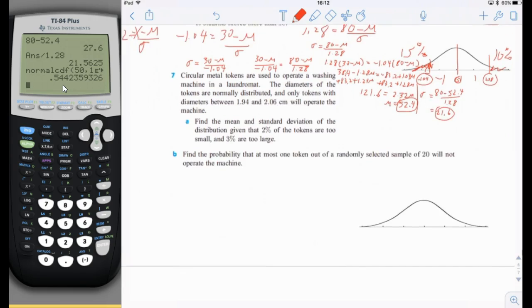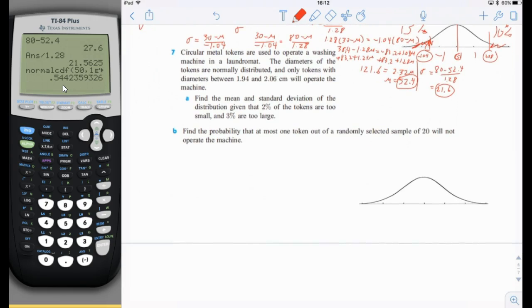Last one. Circular metal tokens are used to operate a washing machine in a laundromat. The diameters of the tokens are normally distributed, and only tokens with diameters between 1.94 and 2.06 will operate the machine. Find the mean and standard deviation of the distribution, given that 2% of the tokens are too small and 3% are too large. Okay, so 2% here, 3% here, and we're supposed to find the mean and the standard deviation.